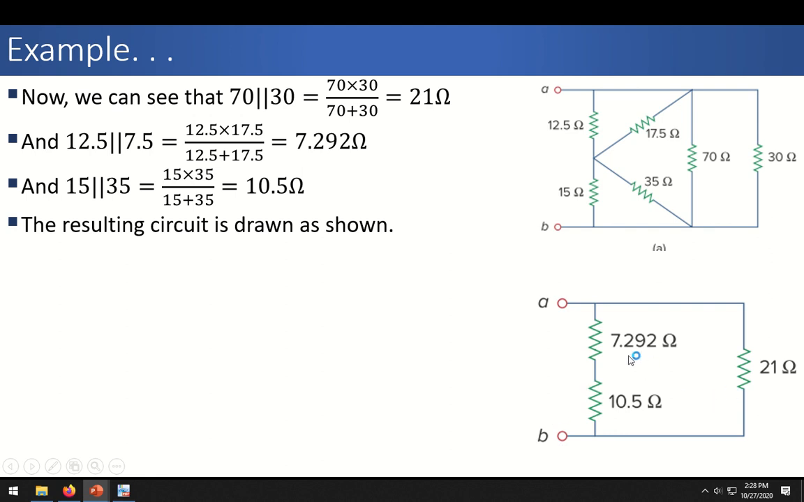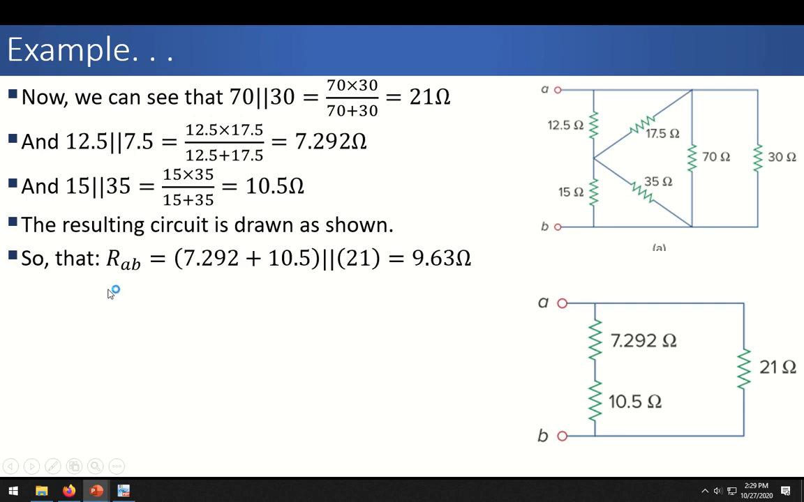Now you can see that obviously this resistance and this are in series, and the result is in parallel with 21. So we can say that RAB, that is the resistance across terminals A and B, will be the series resistance in parallel with 21 ohm. So the 7.29 plus 10.5 in parallel with 21. So we can easily solve. Again, remember this will be product divided by sum. So this is 9.63 ohms.